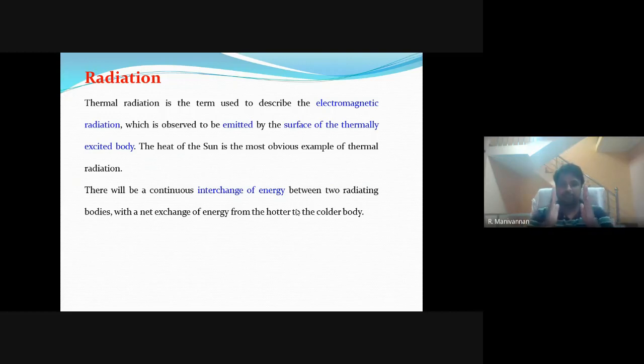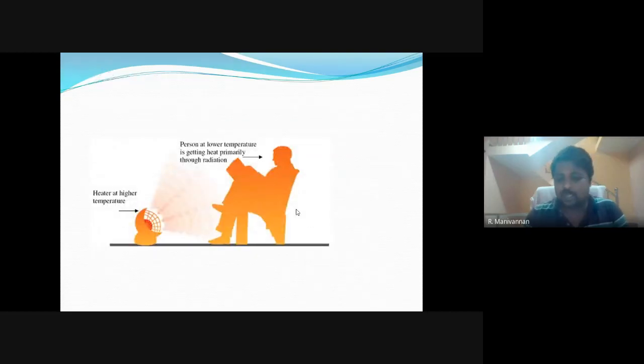Say for example, if you have one hotter body and one colder body, there will be a continuous interchange of radiation energy. That means from here to here the energy will transfer, and at the same time from here to this point the energy transfer will also take place, but the net exchange will be from the higher temperature to the lower temperature. This is the third mode of heat transfer. For example, if you have a heater operated at a higher temperature, you can feel the hotness even when sitting far away, because you are getting heated through the radiation mode of heat transfer.